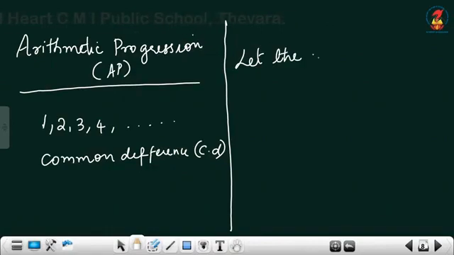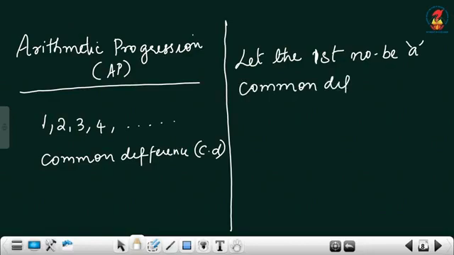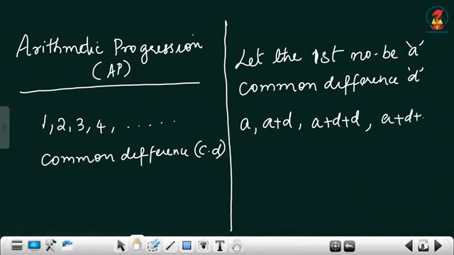Let the first number be A and the common difference be D. So, the arithmetic progression is: first term A. Second term we get by adding D to A. Third term we get by adding D to A plus D. So, the third one is A plus D plus D, etc.